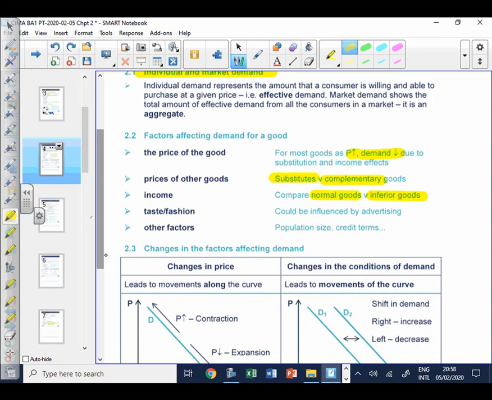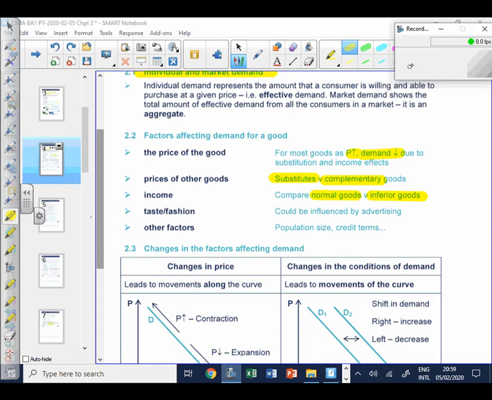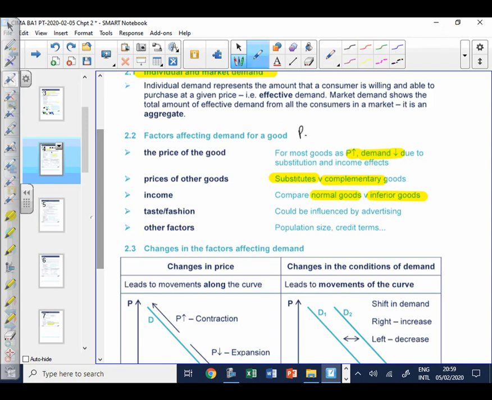So in your textbooks, let's just quickly look where this is so that you can have a look at the formal definitions. And let me just find it quickly. Hold on a sec. Basically, page 35, it tells you the conditions of demand are as follows. So that's your factors that influence your demand.